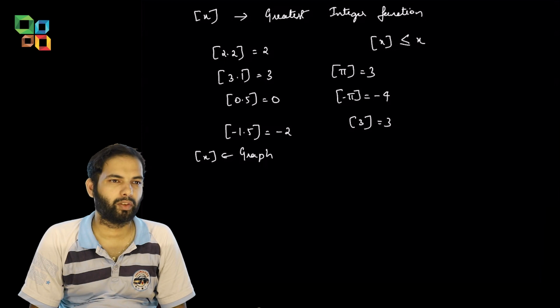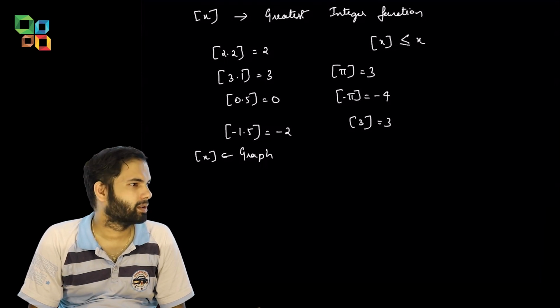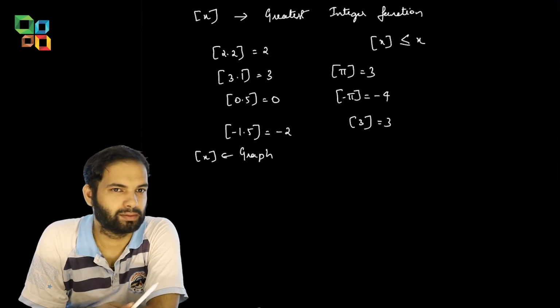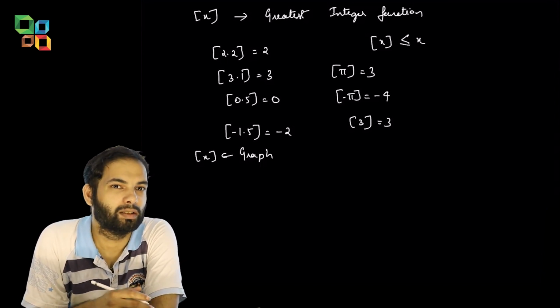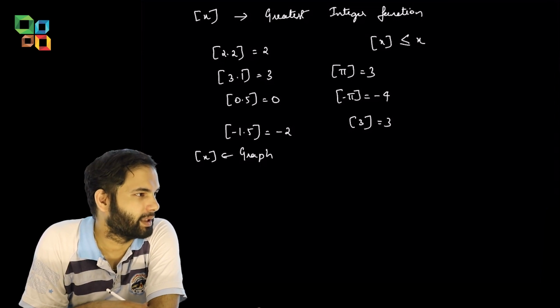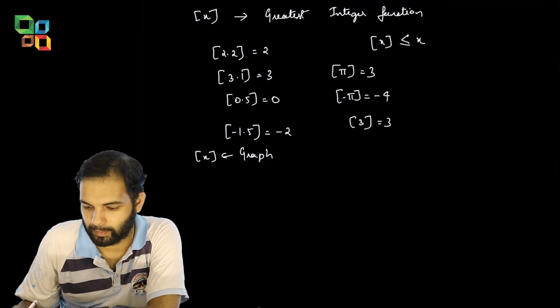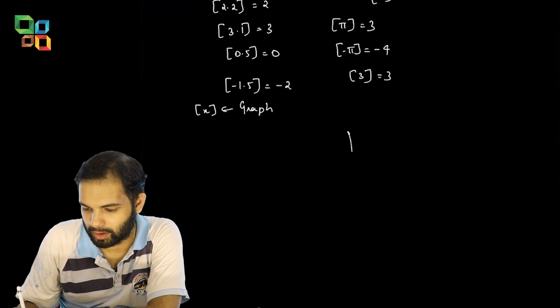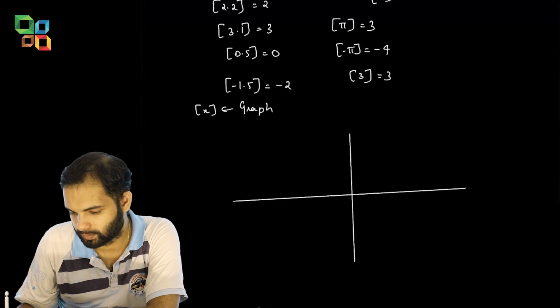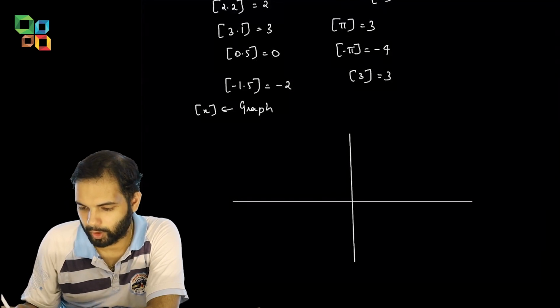Take some more points if you are not able to figure out how the graph looks. They get the graphs. Yes? They form steps. You get something like steps, right? Let's see.